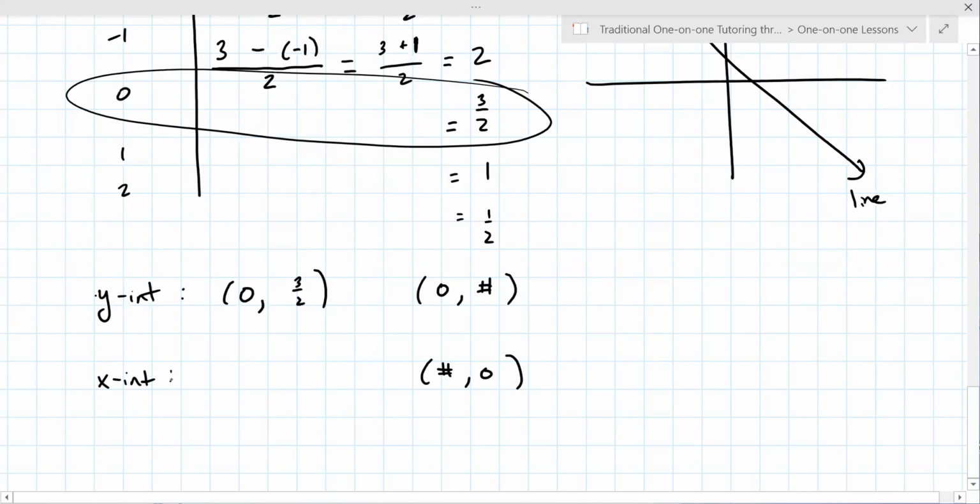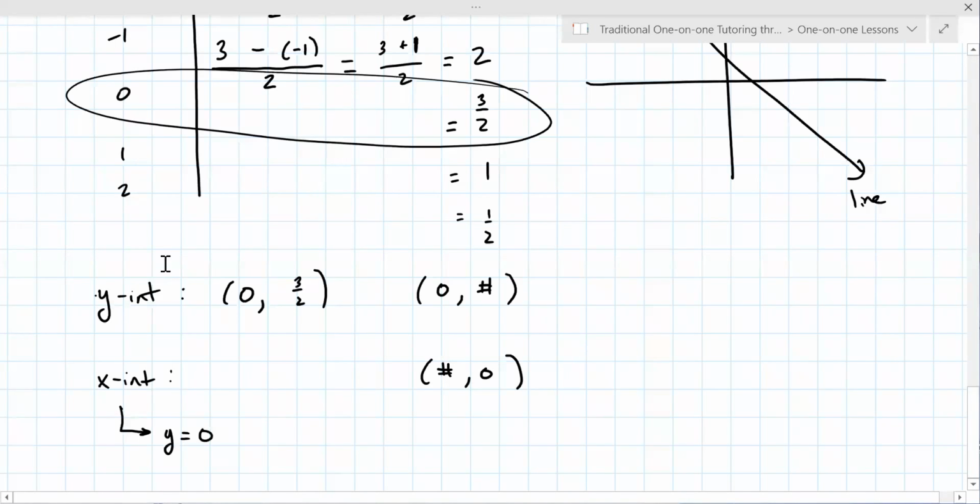And this is the problem here. The challenge is that the x-intercept takes on the similar form, but different. It's just like number comma 0, and it's very easy to get them mixed up. All right, so it's like y is going up, x is going to the side. Yes. So we also said the x-intercept is where y equals 0.